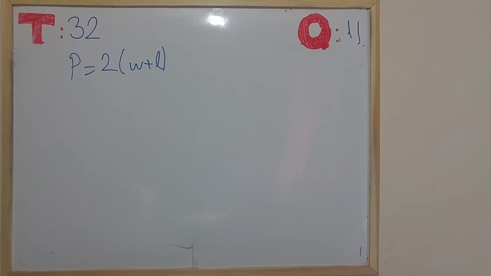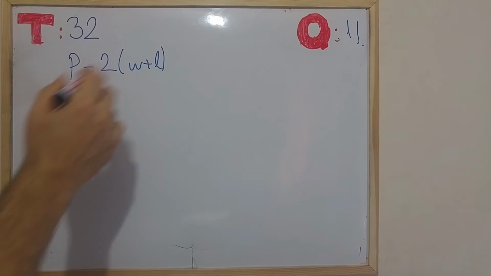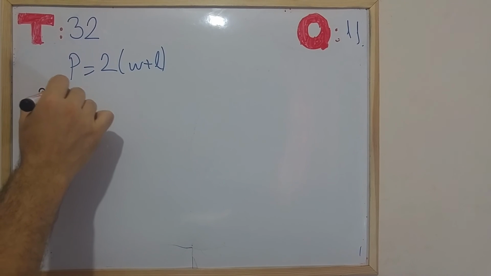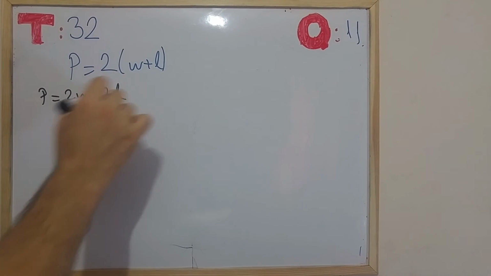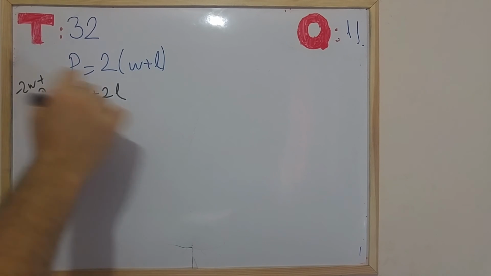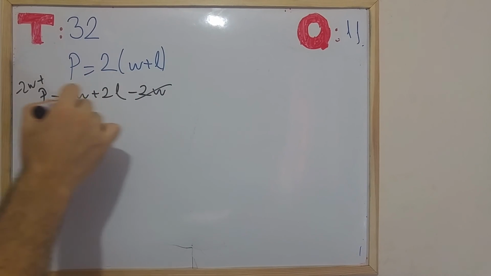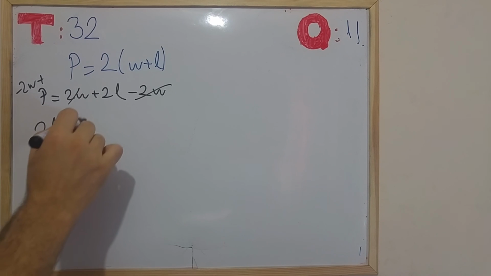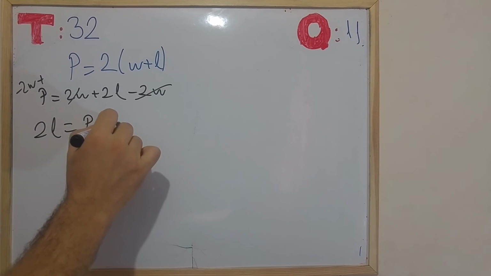I'm going to solve it for 2l. So let's expand the parentheses. P is equal to 2w plus 2l. Now let's subtract 2w from each side. So I'm going to have 2l is equal to p minus 2w.